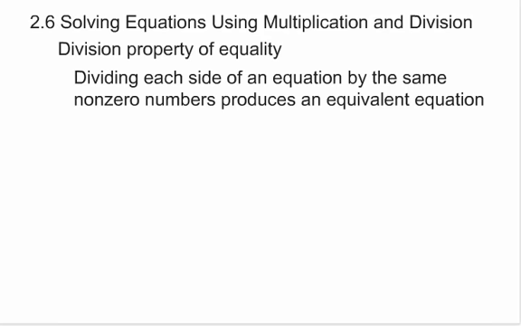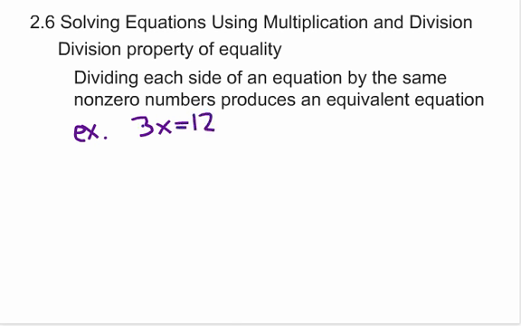Solution problem. We don't know how to divide by 0, so it has to make sure it's a non-zero number. Okay, so division property of equality. Let's go ahead and try that out on a problem. Let's do, for example, 3x equals 12.